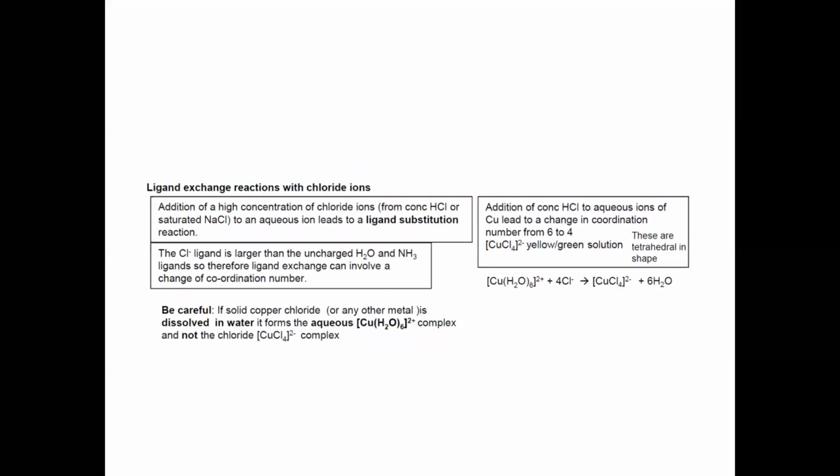The ligand exchange reaction with chlorine or chloride ion. So if we add a higher concentration of the chloride ion from hydrochloric acid or sodium chloride, we have a ligand substitution reaction. But what happens is, because chloride ions are larger in size and they have charge as well, the coordination number of the metal will also change. For example, if solid copper chloride or any other metal chloride is dissolved in water, it will form an aqueous or aqua complex, meaning the water molecules are there, not the chloride complex.